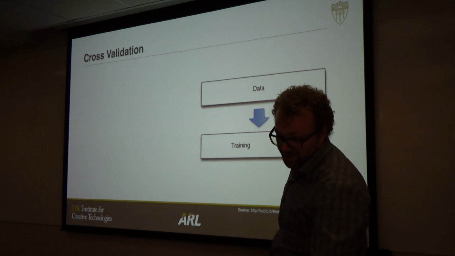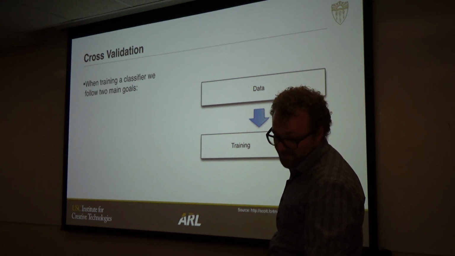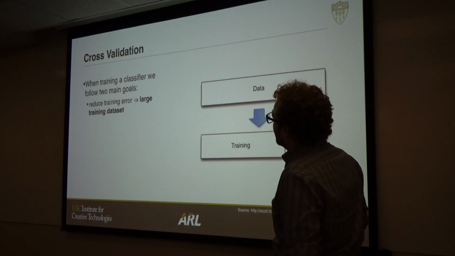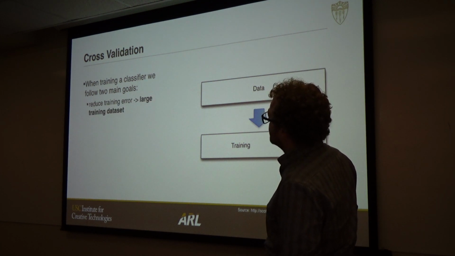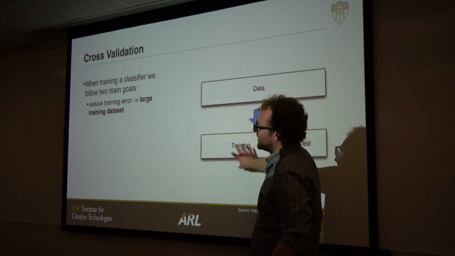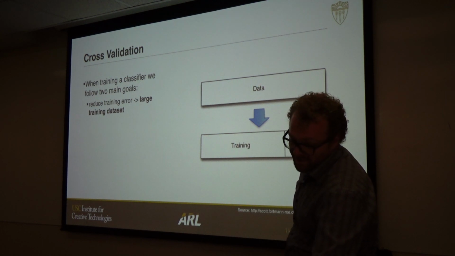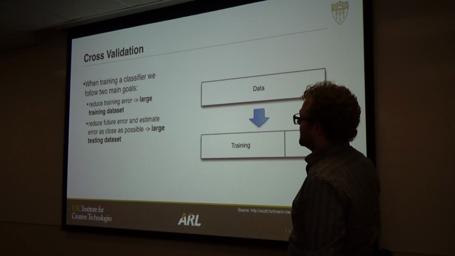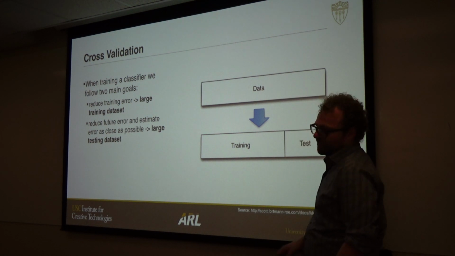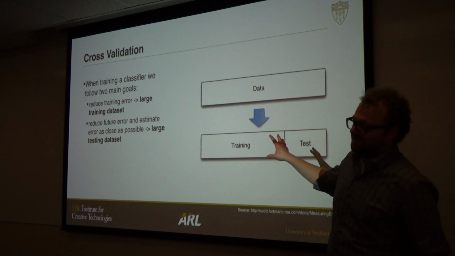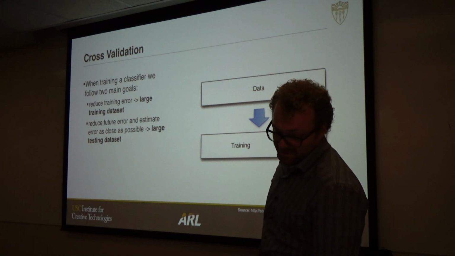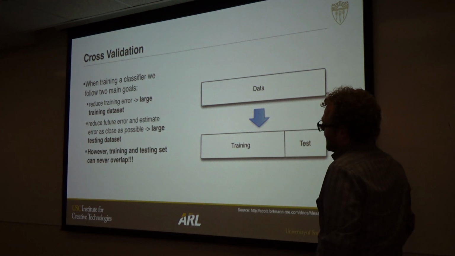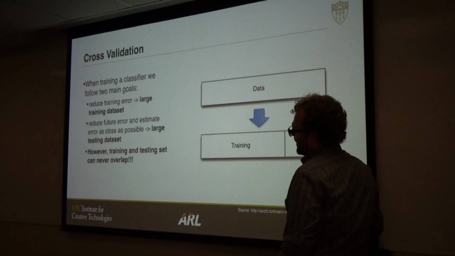So we have two main goals: reduce the training error on the training set, and then reduce future error and estimate error as close as possible on a large testing set. So that's the ideal case. And training and test set never overlap, okay?